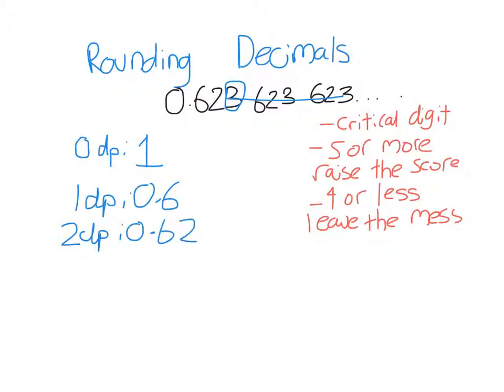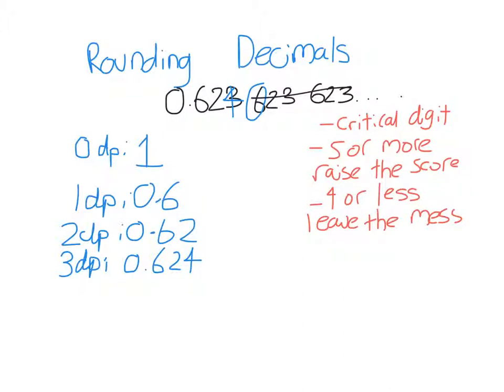So if I was asked now to do 3 decimal places, then the fourth number after the decimal place is the critical digit. So that is now 5 or more. So we raise the score. So what we do is we raise the previous number to a 4 and then get rid of everything else. So 3 decimal places, it would be 0.2624. We've rounded up because it was 5 or more, raise the score.